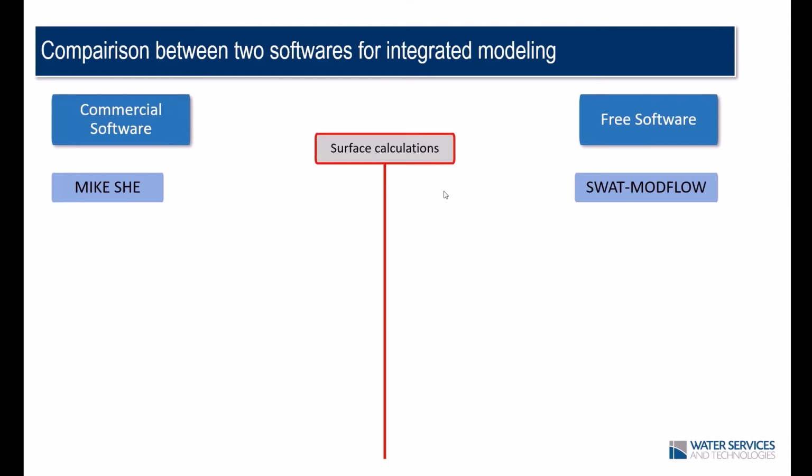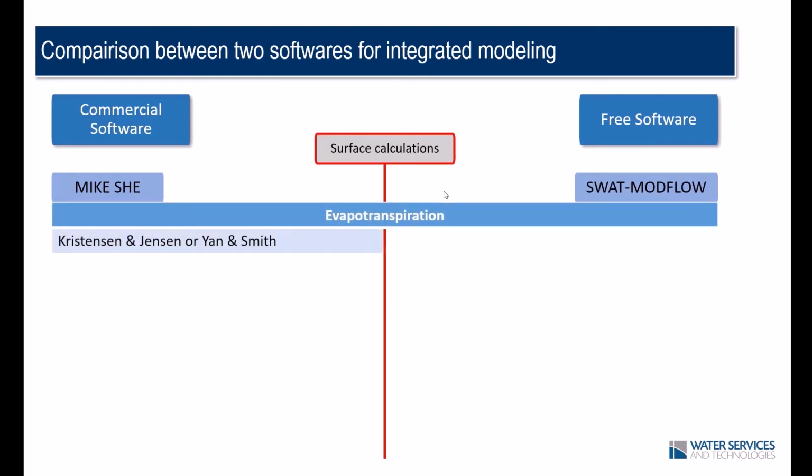For the surface calculations on evapotranspiration, MIKE-SHE uses Christensen and Jensen, or Ian and Smith, while SWAT-MODFLOW uses Penman-Monteith, Priestley-Taylor, or Hargreaves. And the choice between these different methodologies depends on the region you are studying, depends on the input data that you have. And there are some studies in the literature comparing the performance of MIKE-SHE and SWAT-MODFLOW for evapotranspiration, and there are not big differences. They are pretty much the same. Depends a lot on the region that you're studying, but there's slightly better results found for MIKE-SHE.